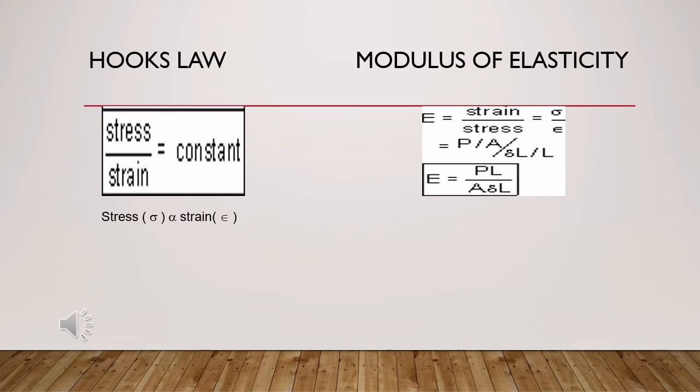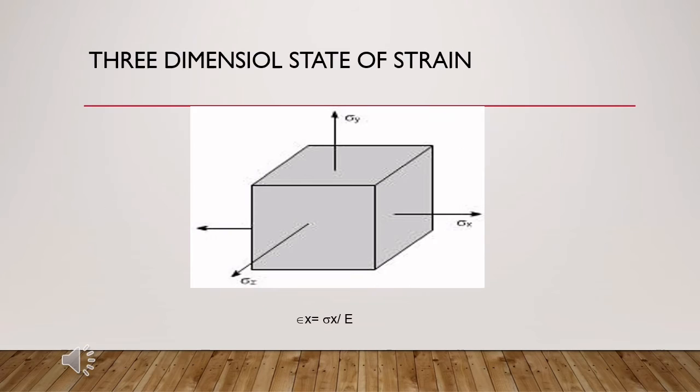Next we can see the modulus of elasticity. Within the elastic limits of materials, for example within the limits in which Hooke's law applies, it has been shown that stress divided by strain equals a constant. This constant is given by the symbol E and is termed the modulus of elasticity or Young's modulus of elasticity.